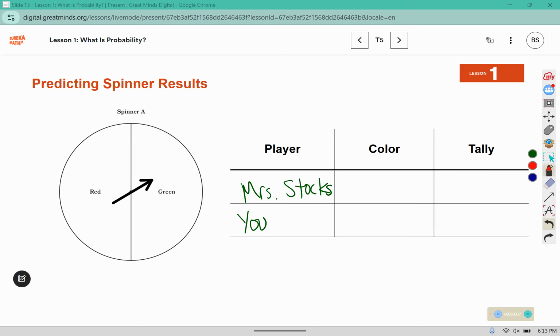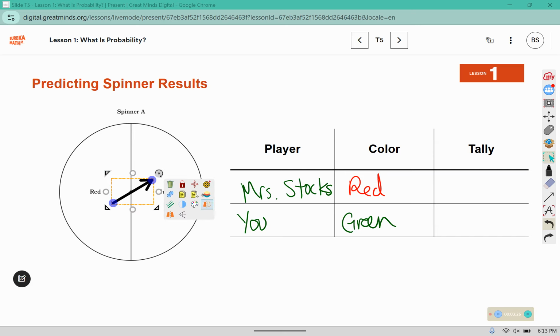So we're going to start. I am going to choose red and you get green. I guess I could make them match. So we're going to spin this spinner, and whoever's it lands on 10 times first wins.